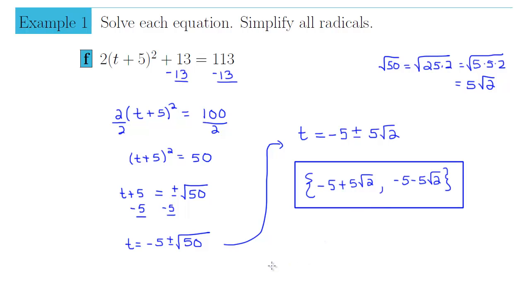That completes our examples on the square root property. In the next topic, we look at yet another method for solving quadratic equations.